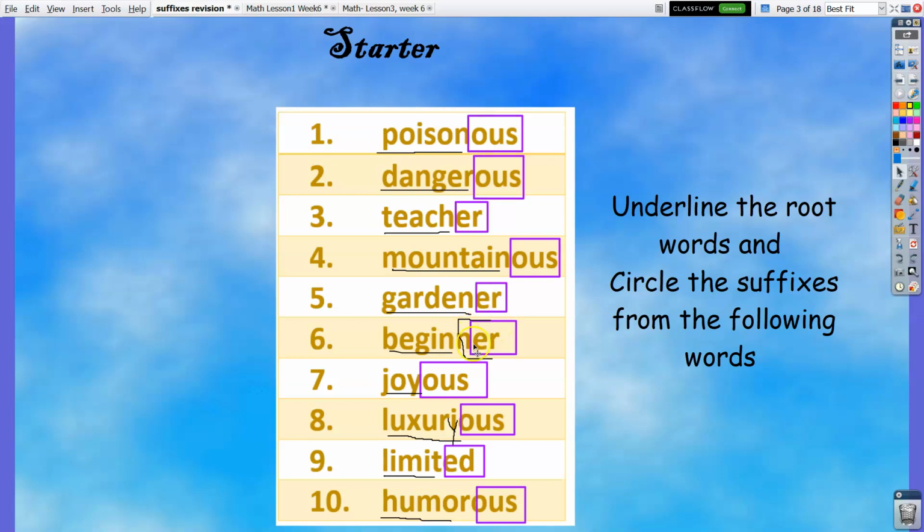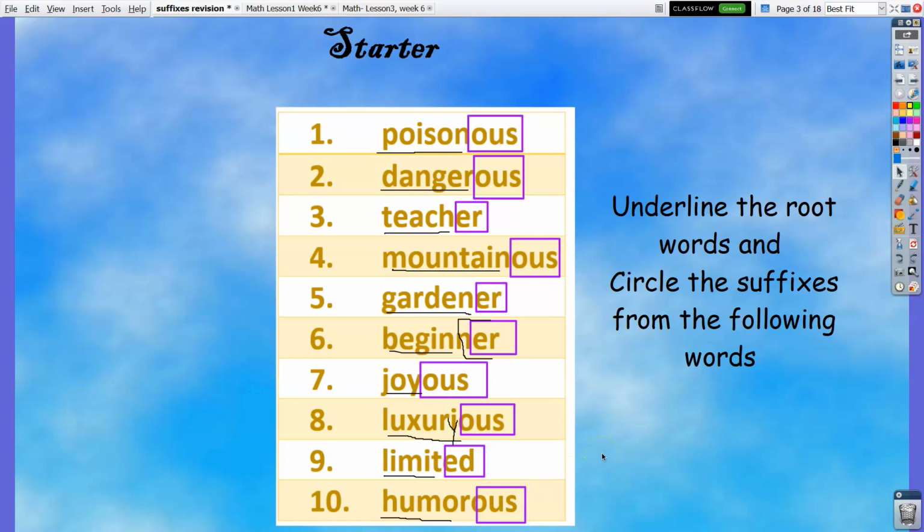And we have an additional n. We will know about the rules on that later. Number 7, joy, suffix ous. Number 8, luxury. Change the y to i to make it the root word, but when you add a suffix, it changes to i, then ous. Number 9, limited. The root word is limit, suffix is ed. And number 10, humor, and the suffix is ous.